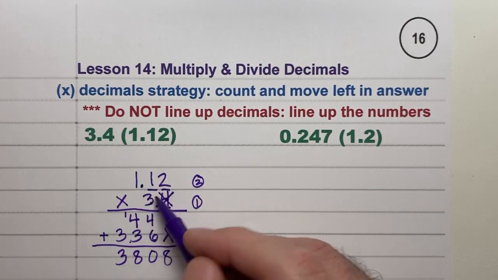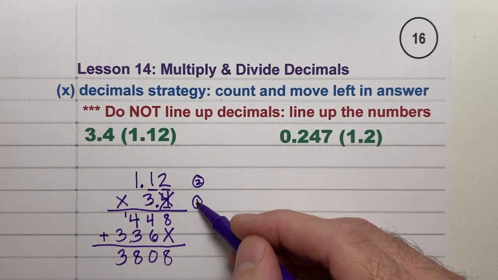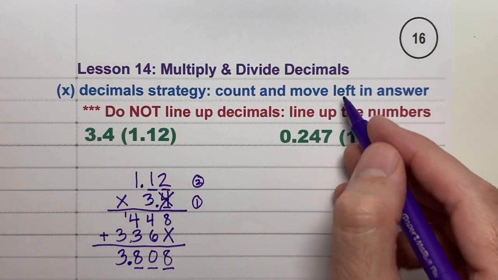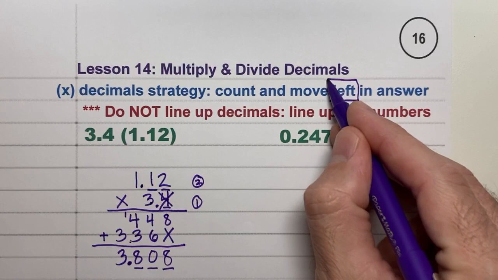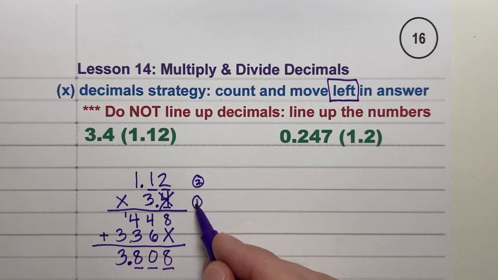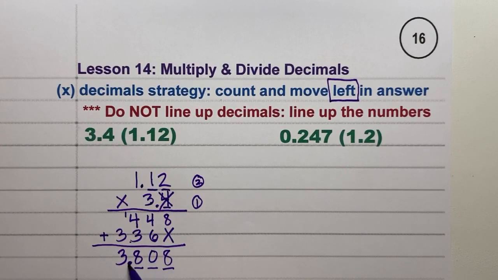So now we're ready for our decimal. We counted them up: we had 1, 2, 3. So we're going to move the decimal left in our answer. We move it 1, 2, 3 places into our answer.